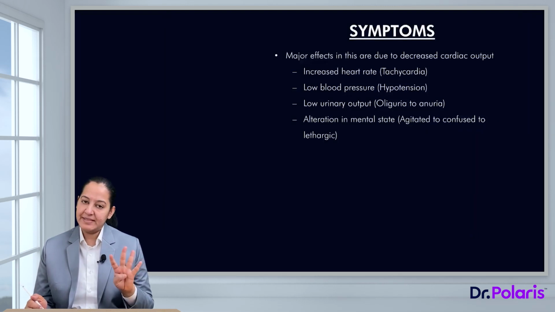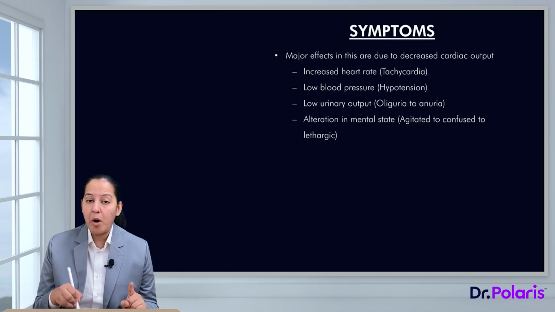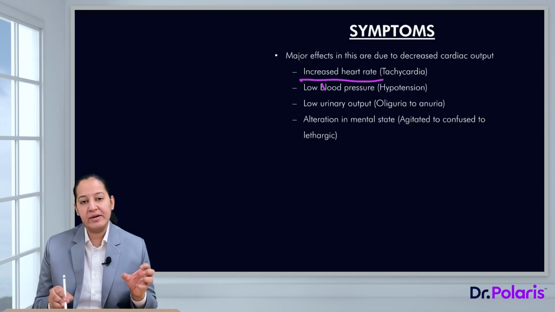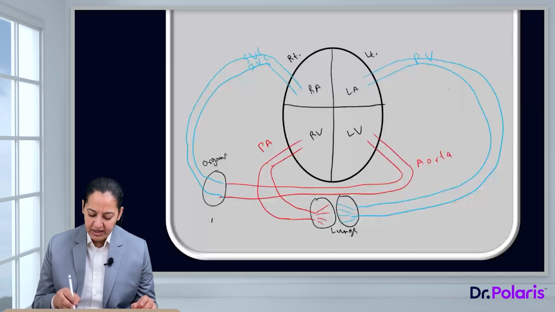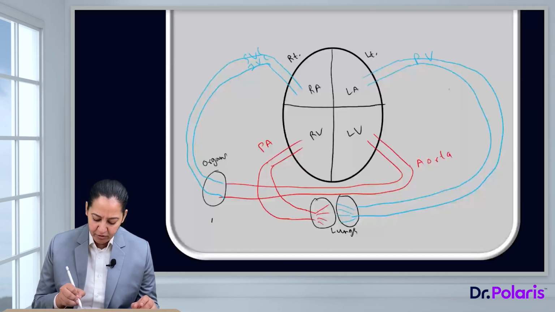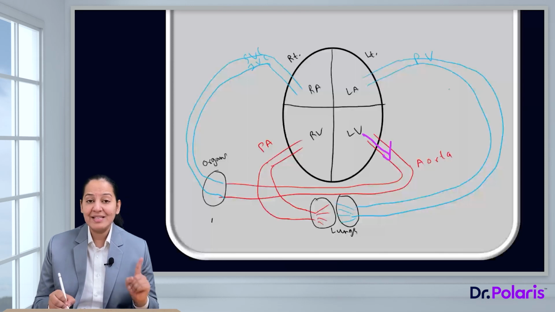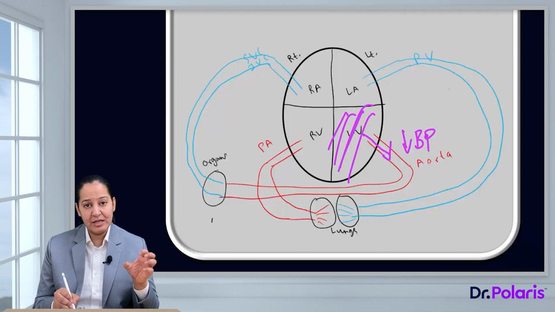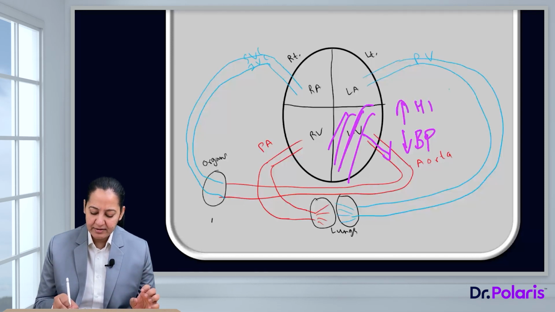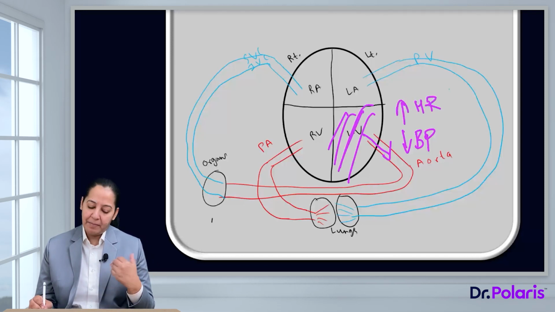In hypovolemic shock, there are basically 4 symptoms. To compensate, the heart rate increases. That is known as tachycardia. There is less blood pressure. Here you can see less blood is going into the aorta, so less blood pressure is there. To compensate, the heart rate is increased. So increased heart rate, that is tachycardia, is there to compensate because the blood pressure is less.